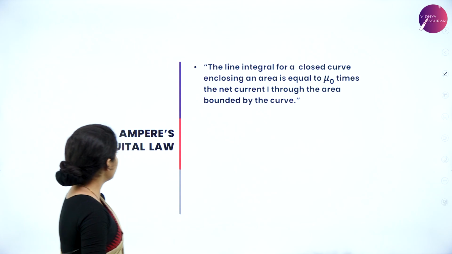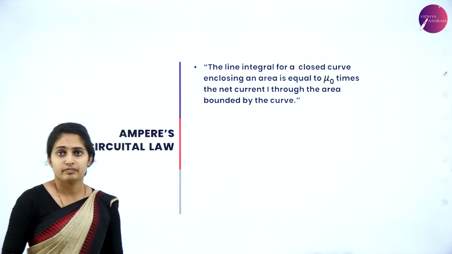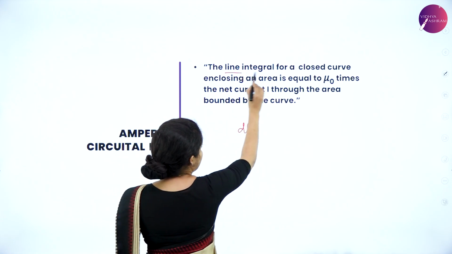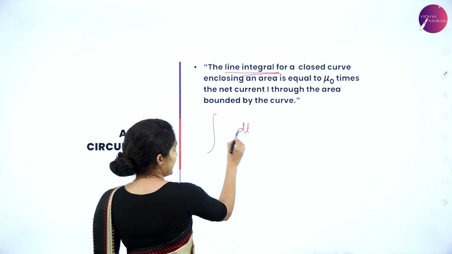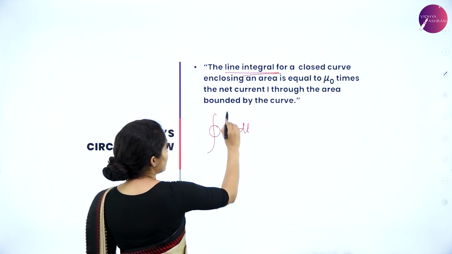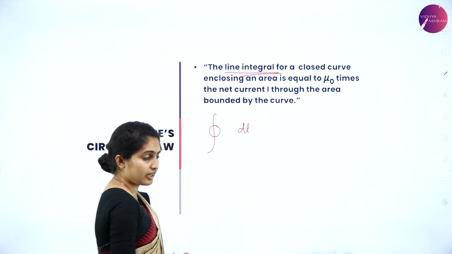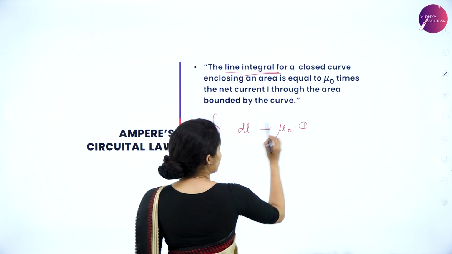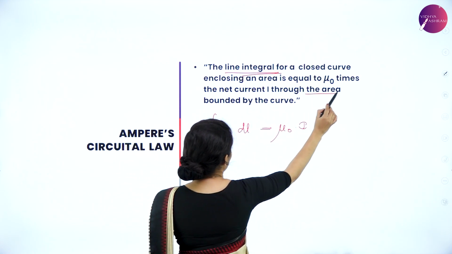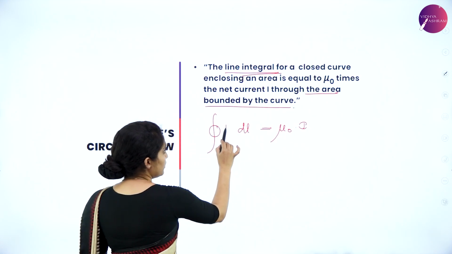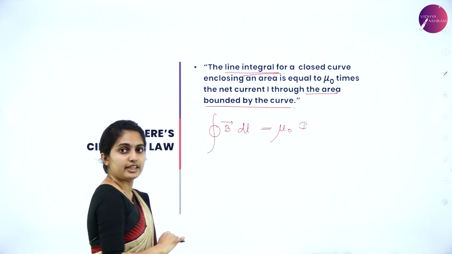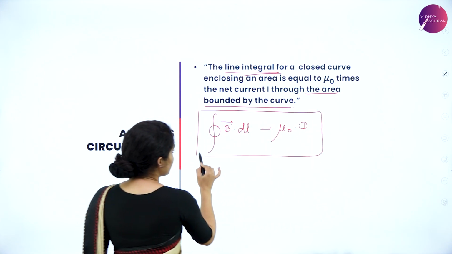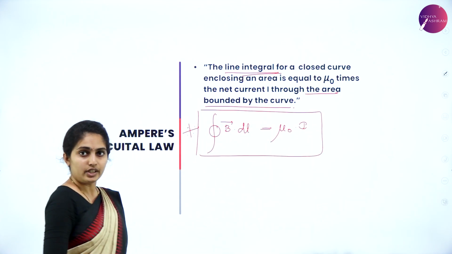And next we are going on to Ampere's circuital law. Here we have the line integral of B dot dl for a closed curve which encloses a certain area, equal to mu naught times the net current flowing through that area. B vector is the magnetic field, and dl is the line vector we are considering. So this law holds good as Ampere's circuital law.